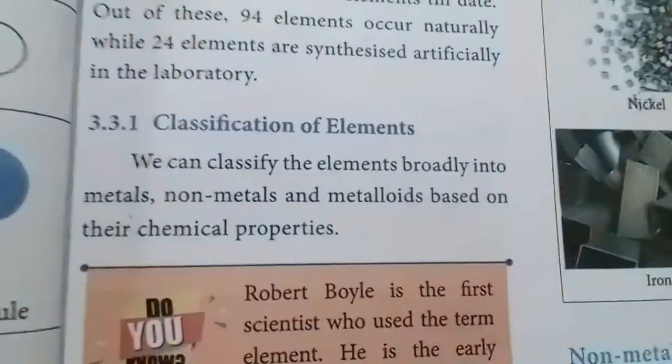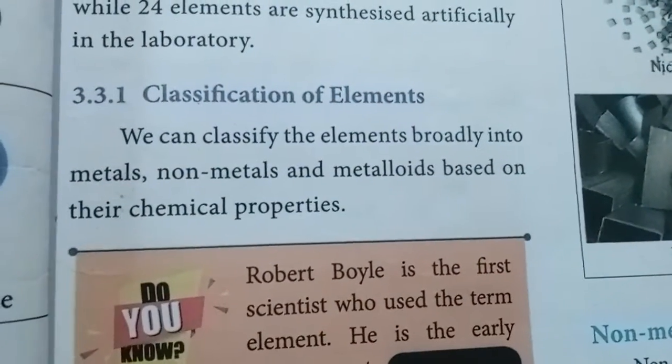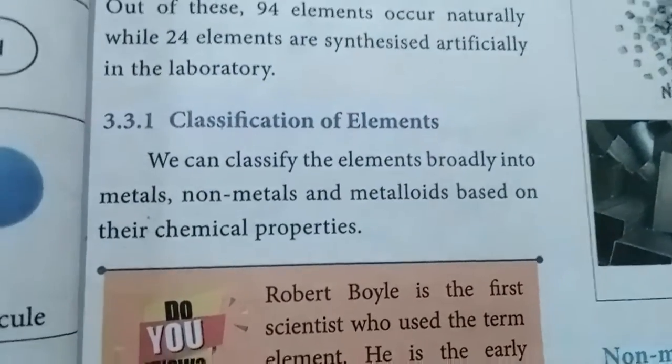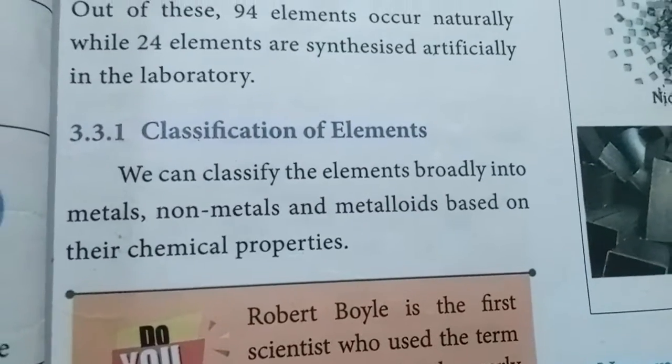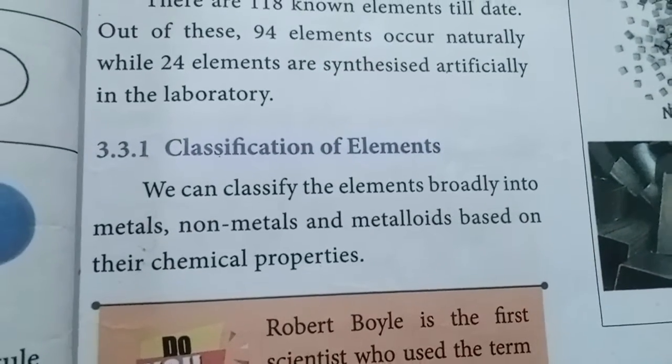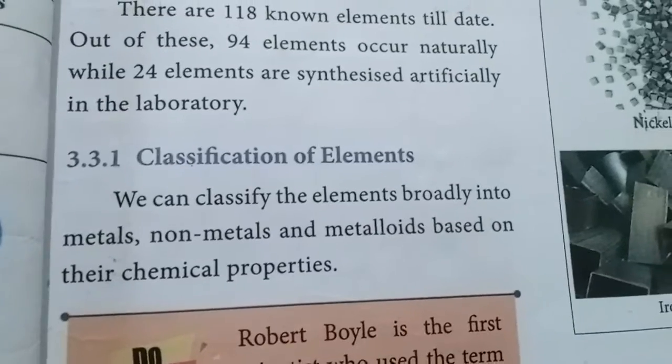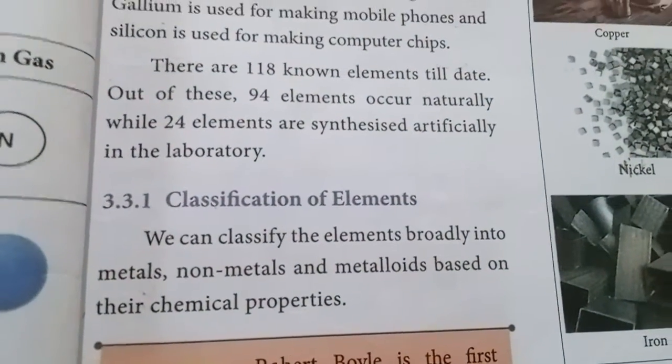Okay. So what is the classification of elements? The elements are broadly classified into metals, non-metals, and metalloids. Metals have a strong nature, and they have ductile, malleable characters and also sonorous characters.